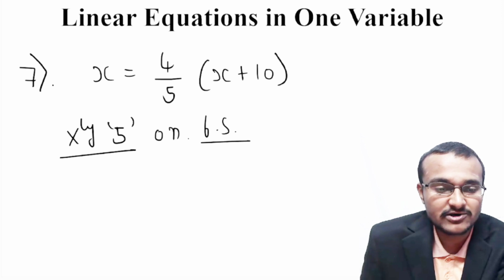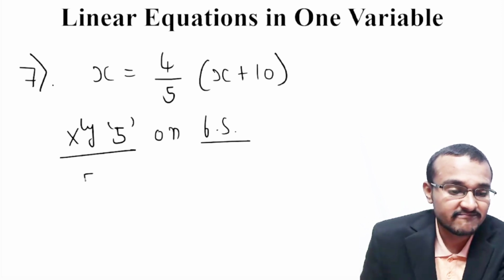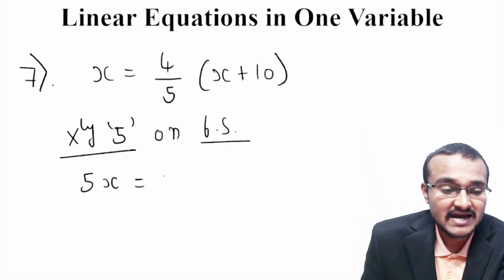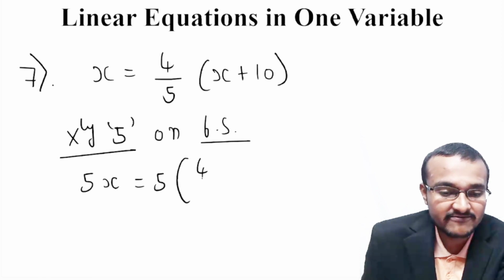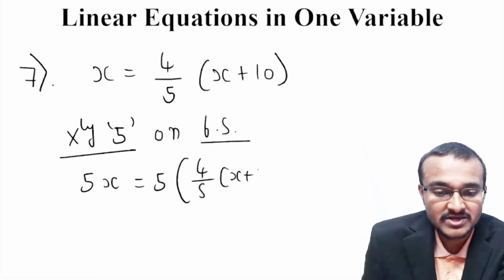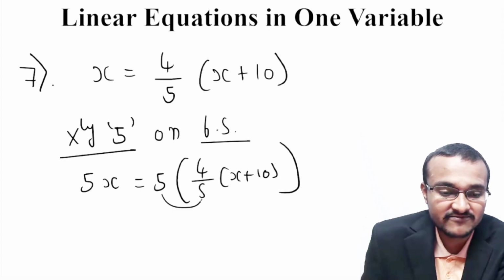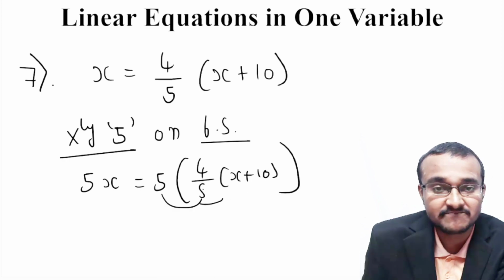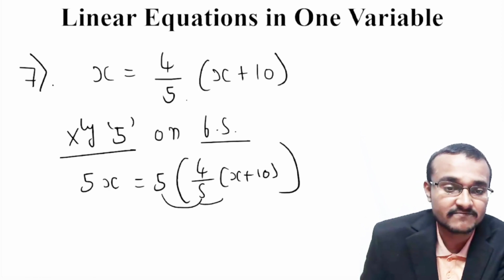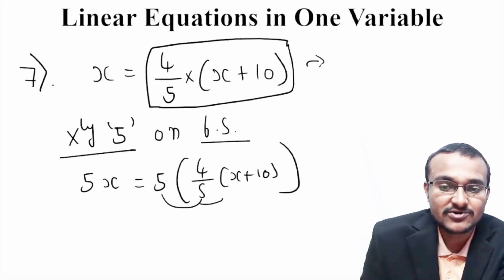So now if I multiply 5 on both sides, it will become 5x on LHS, and on the right it will become 5 into 4 by 5 into x plus 10. Now here you are not multiplying 5 with 4 by 5 x and 10. Here you should only multiply with this one single term, because multiplication is there. The bracket is opened, meaning there is a multiplication symbol between 4 by 5 and x plus 10. So this alone acts as one term, and you are just multiplying 5 with this one particular term.